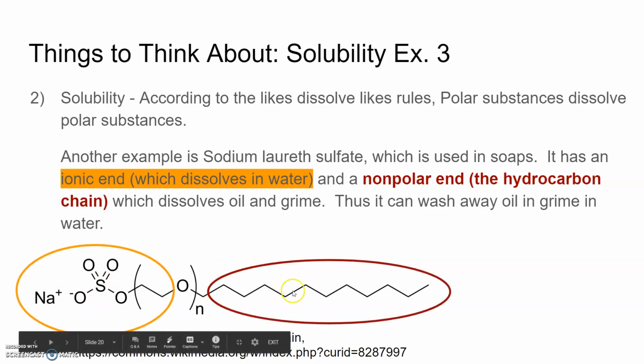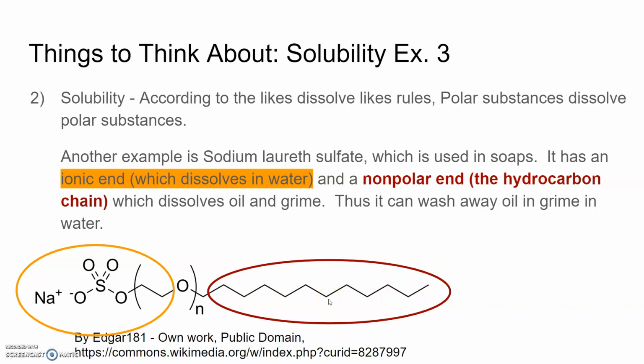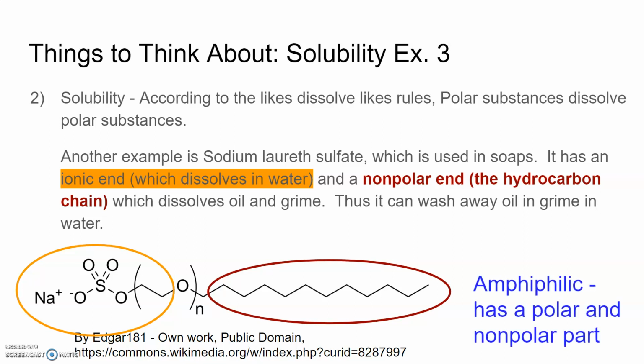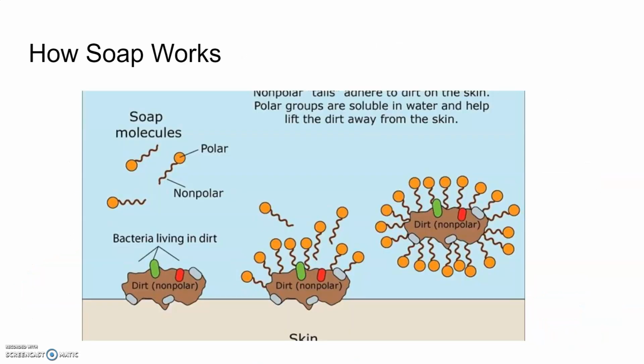This other end here, which has this long, these are, remember, wherever you see these lines with no atoms written, those are carbons with hydrogens attached. So this is a long hydrocarbon chain. That part is nonpolar. Remember, carbon hydrogen substances, which are also known as hydrocarbons, are nonpolar. So that's going to dissolve the oil and the grime. All right. And so something like sodium lauryl sulfate is amphiphilic. It has a polar part and a nonpolar part, and that's why it's useful in soaps, because it helps wash away the grime in the water.